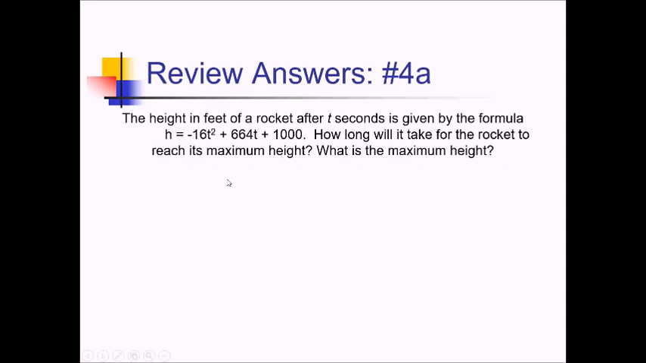So to find the vertex of something in standard form here, we're going to go with negative b over 2a. That'll give us the x value of the vertex, or I guess in this case it's the t value. So I'm going to write t sub v equals negative b over 2a. So that's going to be negative 664 over 2 times that a value of negative 16.